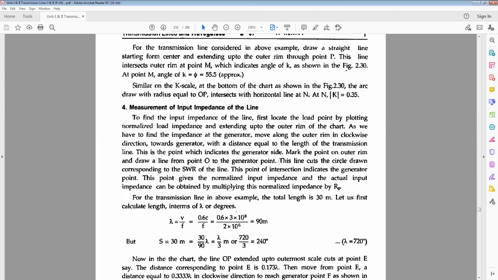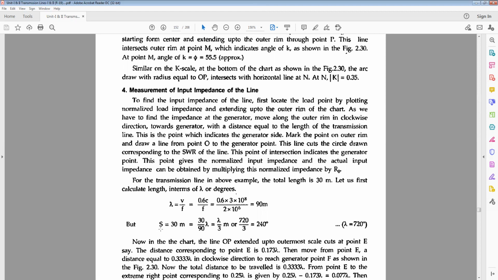Then, to find the input impedance, we already found that S is equal to 30 meters and lambda is equal to 90 meters, which is 360 degrees. For the above transmission line example, the total length is given as 30 meters. Let us first calculate in terms of lambda, because lambda is the transmission line length. Lambda is equal to V by F.